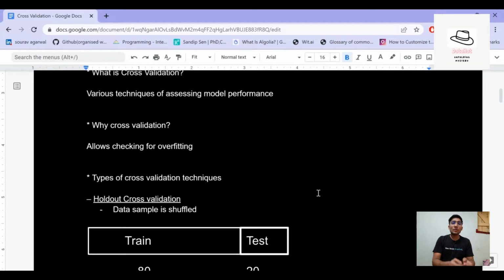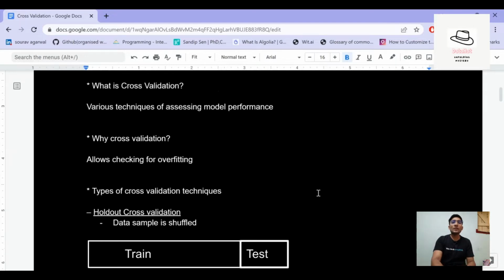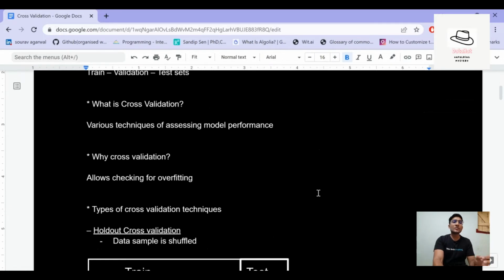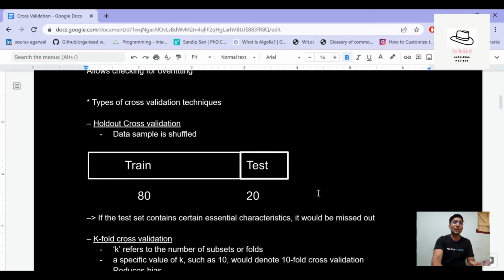Now let us talk of some of the popular techniques in cross-validation. Remember that this list is non-exhaustive. There are various other techniques of cross-validating as well, but just to understand the most popular techniques, we will discuss 6 of them here. So first example is a holdout cross-validation.